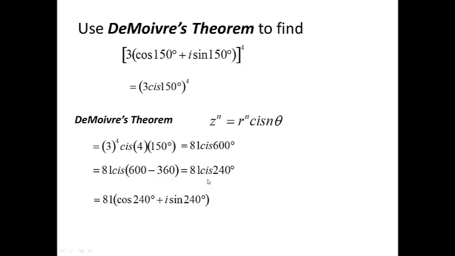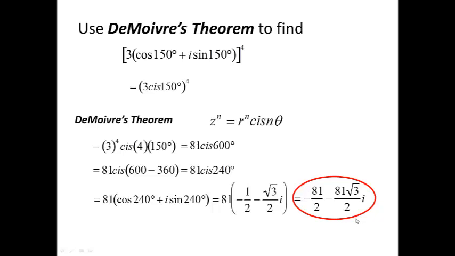But if you want to clean that up and write it in standard form, this is in trig form right now. In standard form, you would find the cosine of 240 and the sine of 240, which is negative 1/2 and negative rad 3 over 2. Distribute the 81, and that's your final answer.